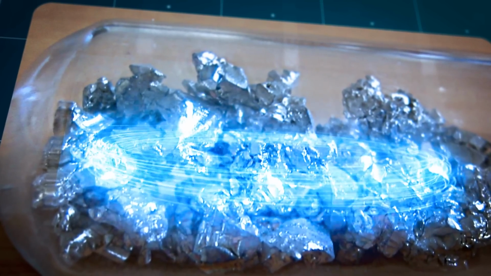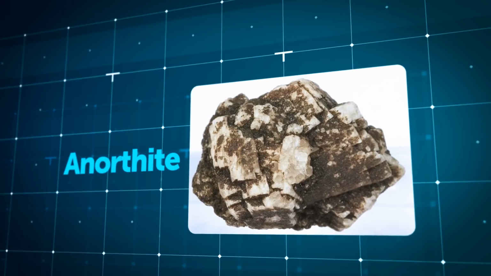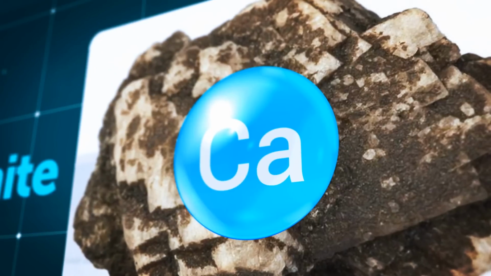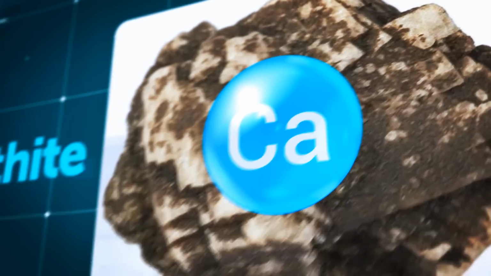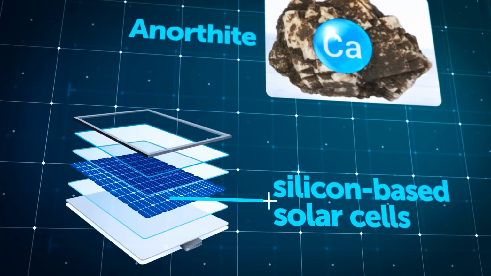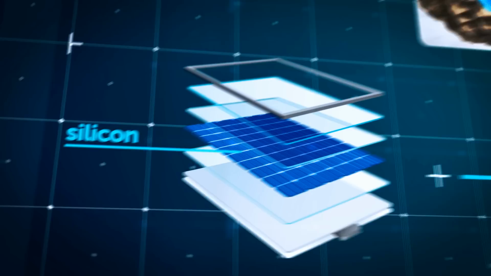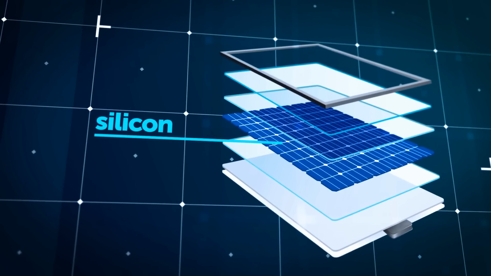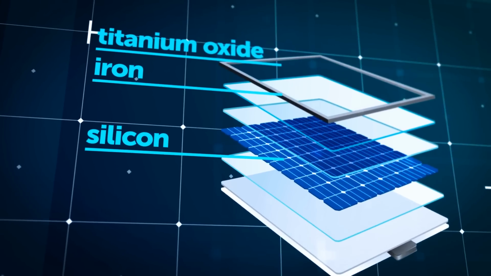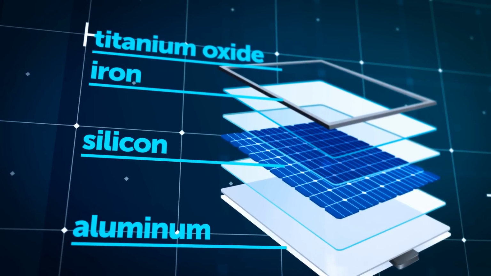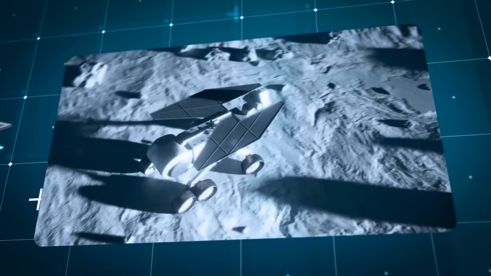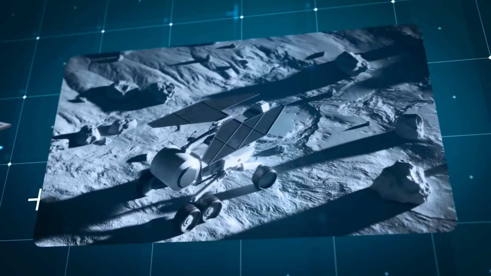Who knew, right? Anorthite is a rare gem here on Earth, but up on the moon, it's a central source for calcium. It can even help make those groovy silicon-based solar cells. To make them, you need some lunar silicon, iron, titanium oxide, and of course, our buddy calcium and aluminum. It's like a recipe for solar success up there in space.